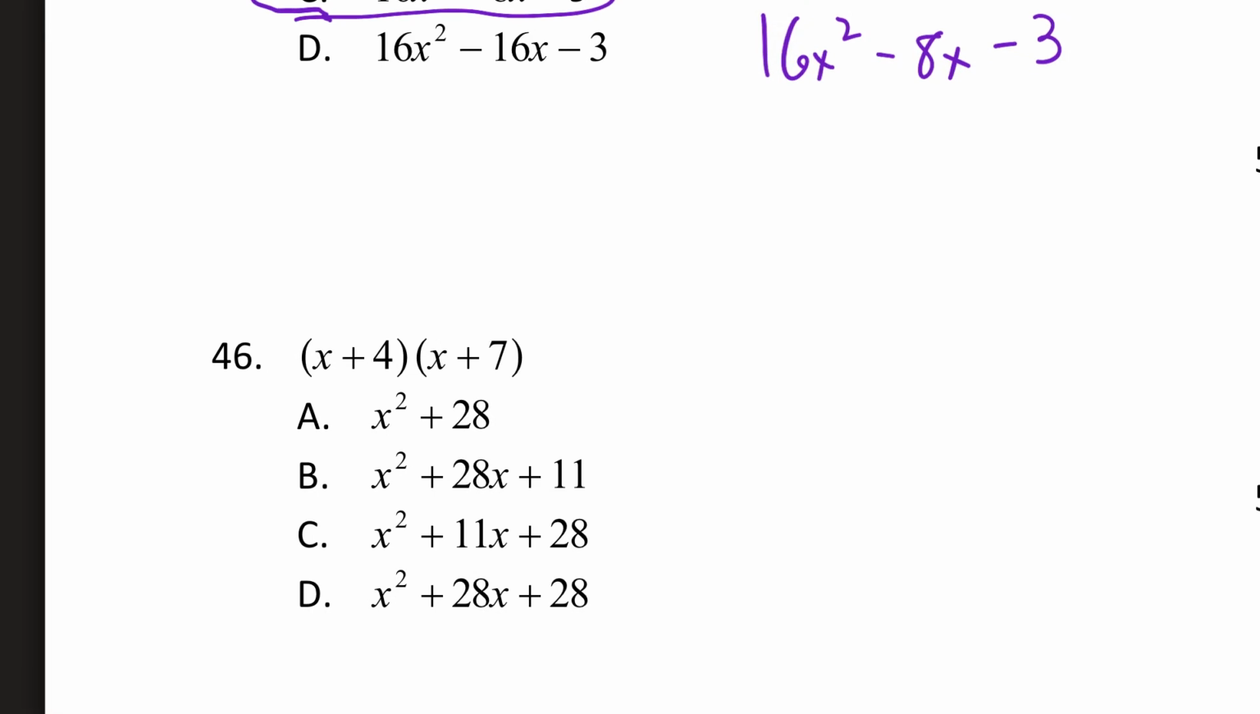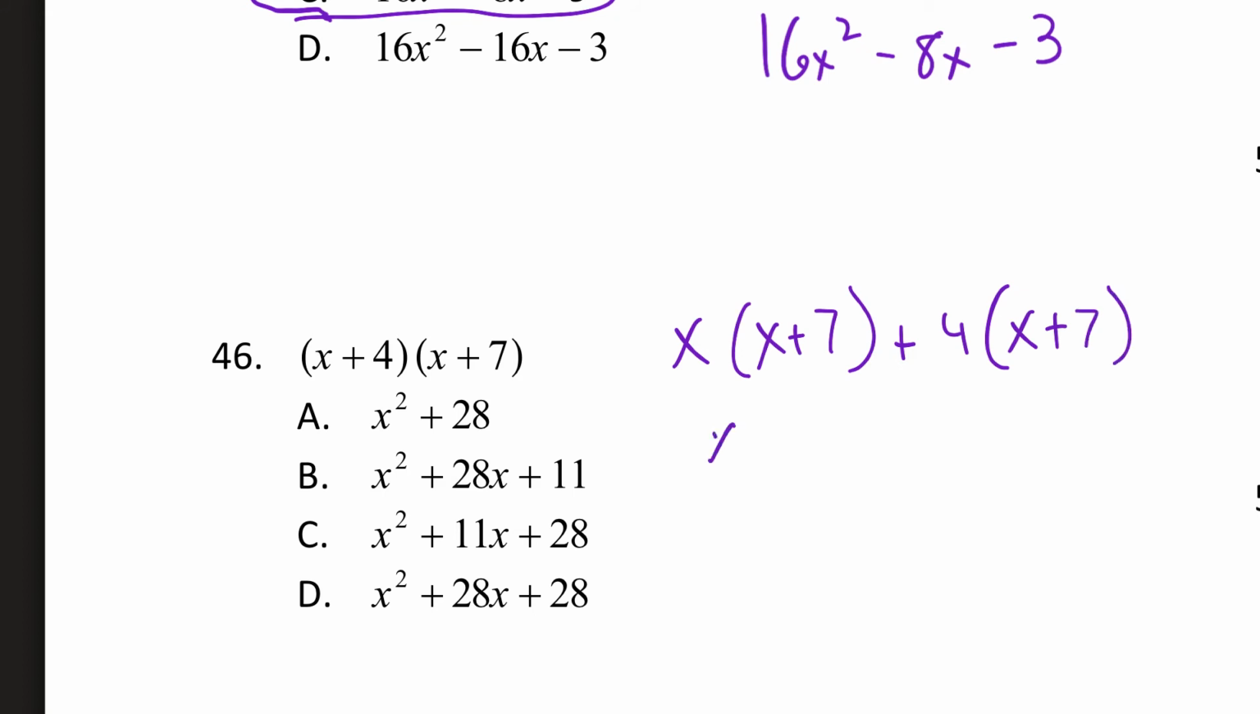Okay, x plus 4 and x plus 7. X times x plus 7. Don't forget everything in the first one gets multiplied by the entire second one. So we have x squared plus 7x plus 4x plus 27. Oh, 28, not 27. 28.